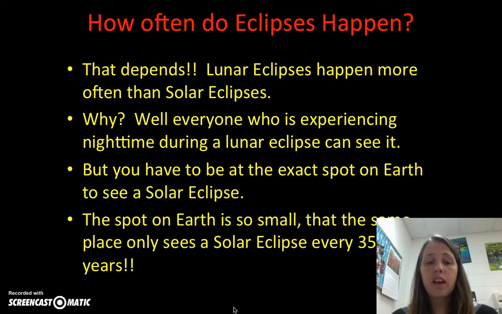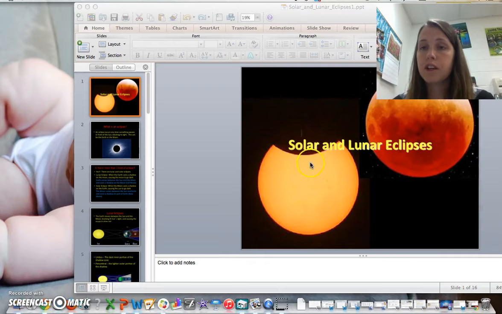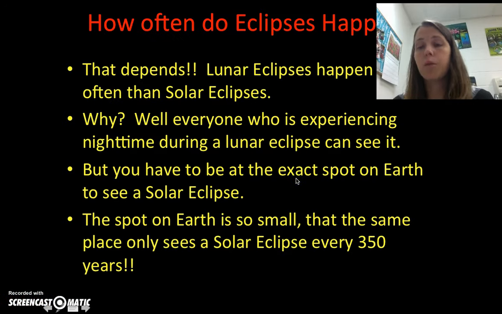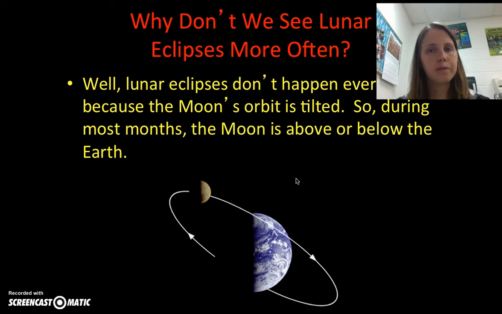So in a solar eclipse, the spot on the Earth is so small that the same place only sees a solar eclipse once every 350 years. So if you were to see one in Colorado, it wouldn't happen again. Or, excuse me, if you were to see one in Denver, Colorado, it wouldn't happen again for another 350 years.